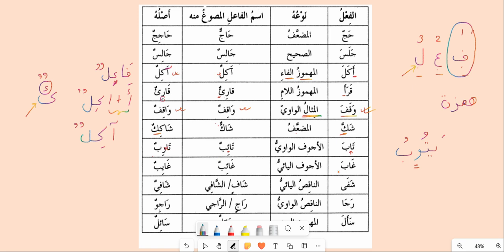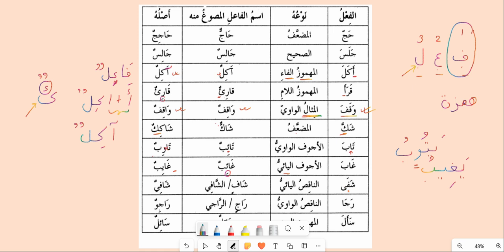Ghaba. So what is this called? Al-ajwaf al-ya'i. Why is it ya'i? Remember the present tense: yaghibu. So ya comes in. So here you have the original scale ghaibun, and we remove the ya and the hamza comes in: ghaibun.